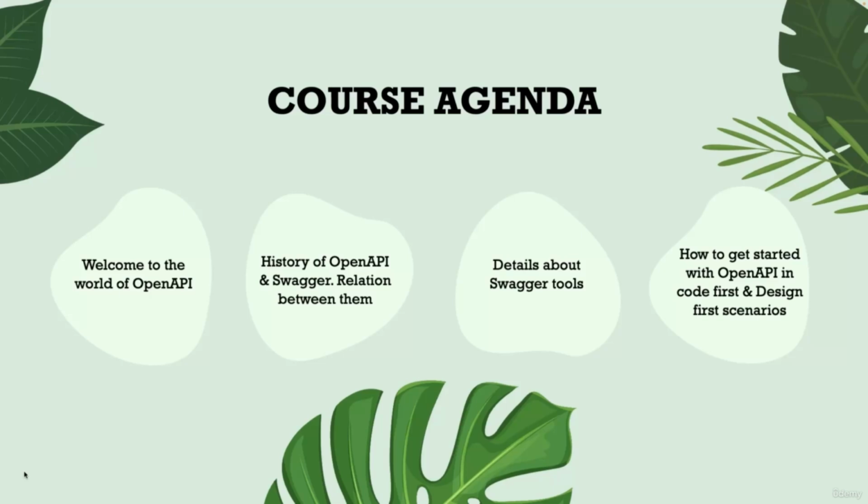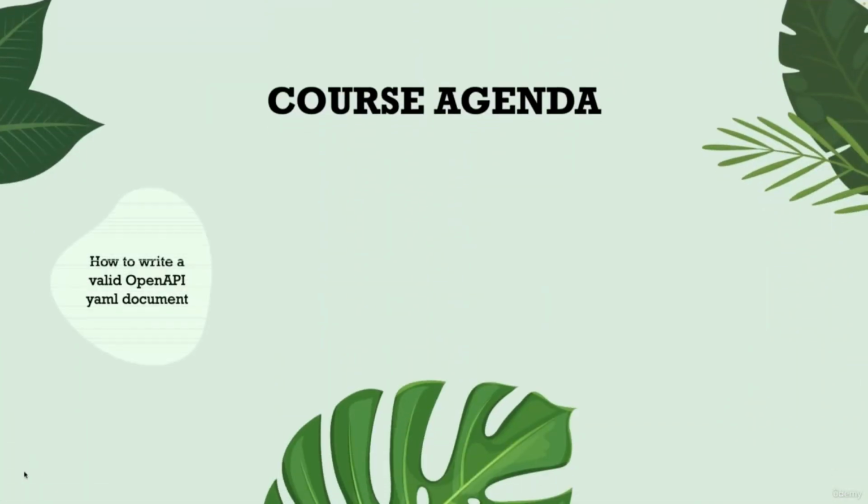Once we are clear about these basic concepts, we are going to jump into advanced topics like how to write a valid OpenAPI YAML document. In the process, I'm going to explain all the syntax, all the elements, fields, and objects that are supported by the OpenAPI specification. And once you write a basic OpenAPI YAML document, we are going to talk about how to write reusable content inside your OpenAPI document with the help of the components object.